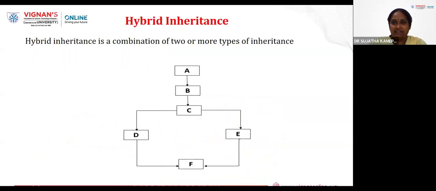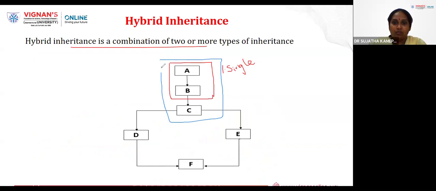Next, hybrid inheritance. Hybrid inheritance is nothing but the combination of one or more types of inheritances. Now here you can see, if we consider up to this, this is to be called single inheritance, right? Now, if you see this one, this is to be called multi-level inheritance.